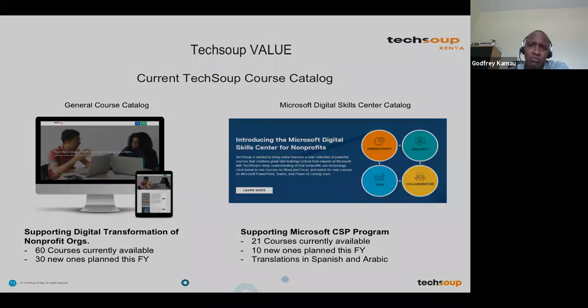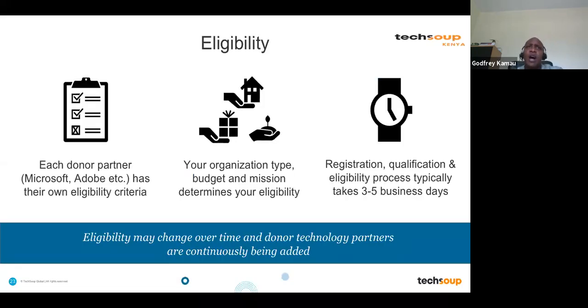So how are you eligible to sign up with Techsoup Kenya? First of all, we are the ones to get the eligibility criteria from the donors, and all of them have different criteria. This takes, let's say, a week at max to know what you qualify for. So what you need to do is basically come through us, and we'll advise you, and we'll have to go through the roadmap that you have.